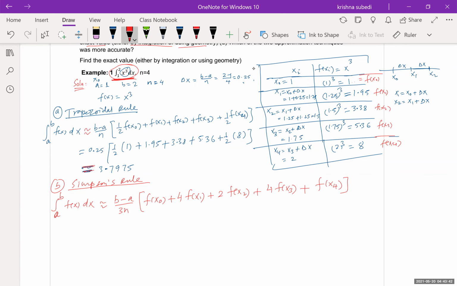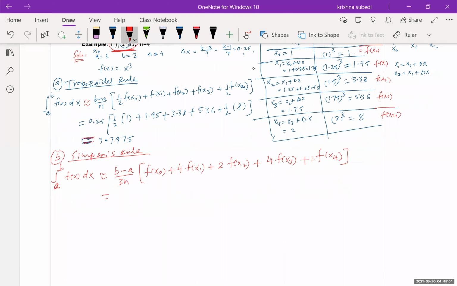It's not difficult to memorize. B minus a over 3n. So in this formula we need 3n and f of x naught, and then 4, 2, 4, 2, 4, 2, 4, and then the last one will not have any numerical coefficient, there is just one. Every other term will have 4 and 2.